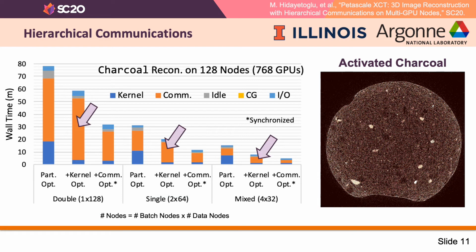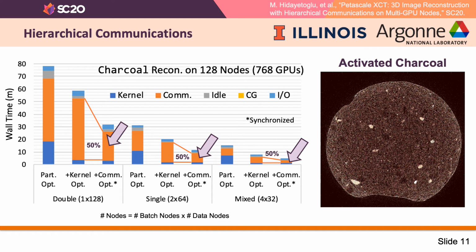Lower precision naturally reduces the communication volume further. Nevertheless, after GPU kernel optimizations are applied, the reconstructions are dominated by communication time. To address this, we develop hierarchical communications, which reduces this bottleneck by 50% by exploiting the multi-GPU node architecture.